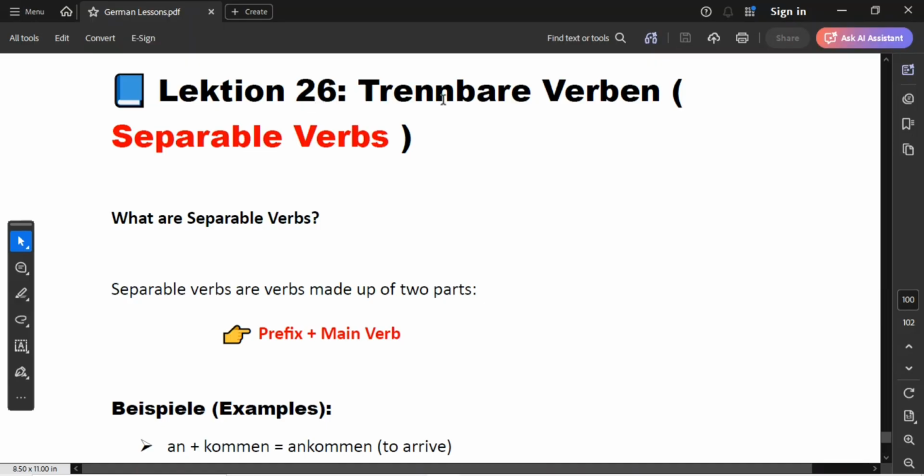Today we shall be looking at Lektion 26, whereby we shall be looking at Trennbare Verben, that is separable verbs in English. And the first question which we need to ask ourselves here is, what are these separable verbs?